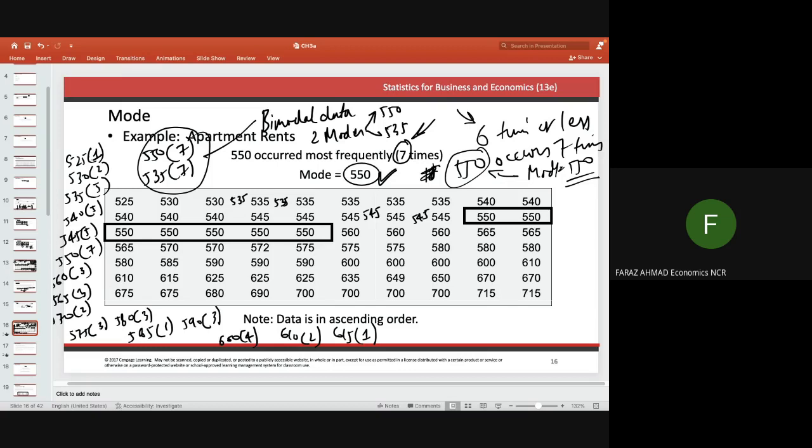So we have two modes. One is 550, another is 535. We have two modes here. Then suppose apart from these two, 545 is also occurring 7 times. Then we have a multimodal data.